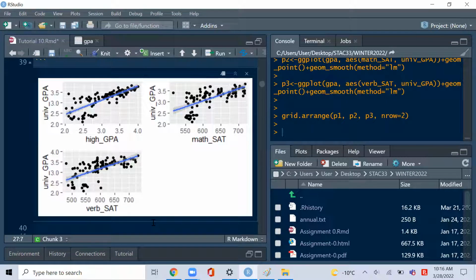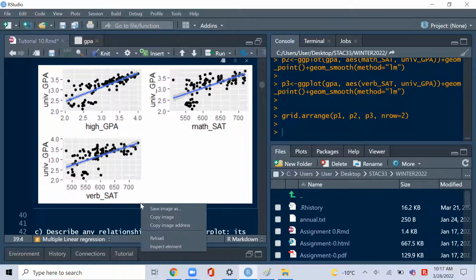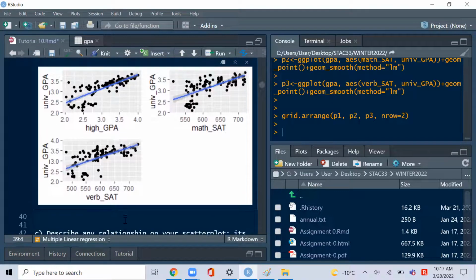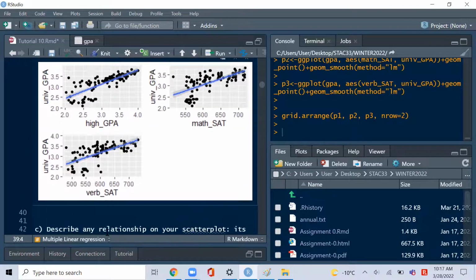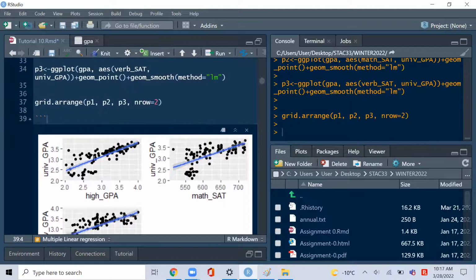But if you look at it, you'll see the best relationship is actually between high school GPA and university GPA. If you look at math SAT and verbal SAT, you'll see that while there is a positive trend, it's sort of funky over here. And really over here, you see that there's quite a big spread of the points. So it's kind of hard to determine how well those two things are going to predict university GPA. So keep this in mind. Probably your best predictor is high school GPA.